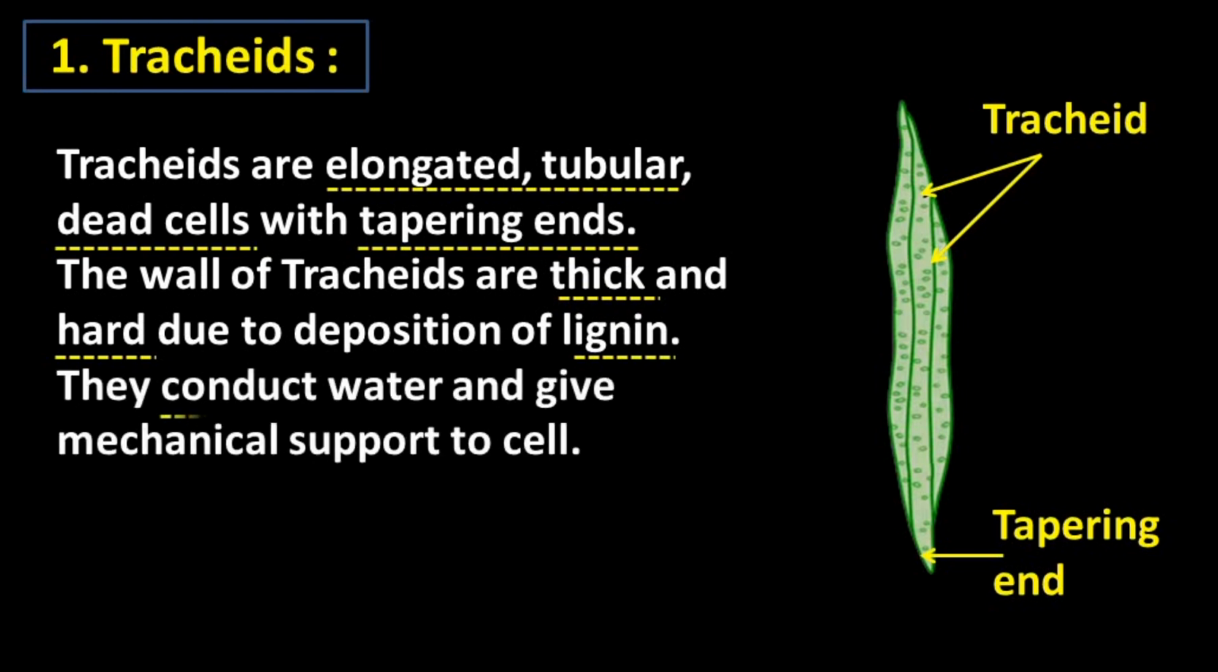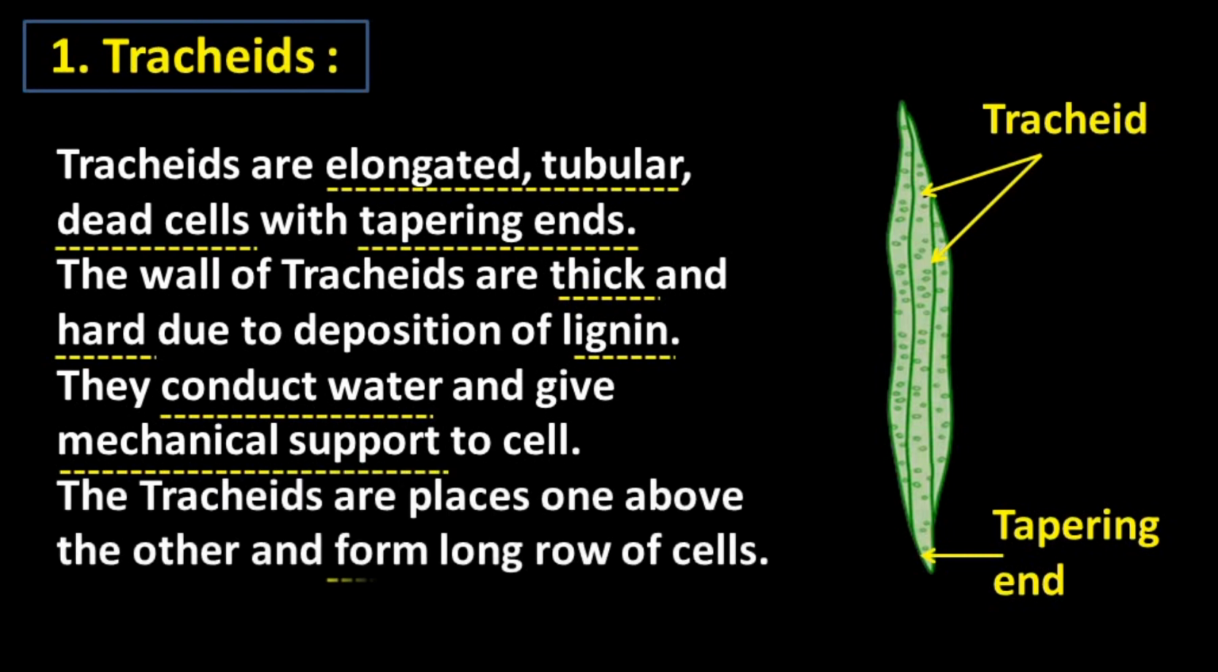They conduct water and give mechanical support to the cell. Main function of conduction of water carried out through the tracheids, and another function, they give mechanical support to the cell. Tracheids are placed one above the other and form long row of cells. So these are the tracheids. These are elongated, tubular, dead cells, tapering end. These are thick and hard because of the lignin present in the cell wall, and their main function to conduct water and give mechanical support to the plant body. And they form long row of the cells.